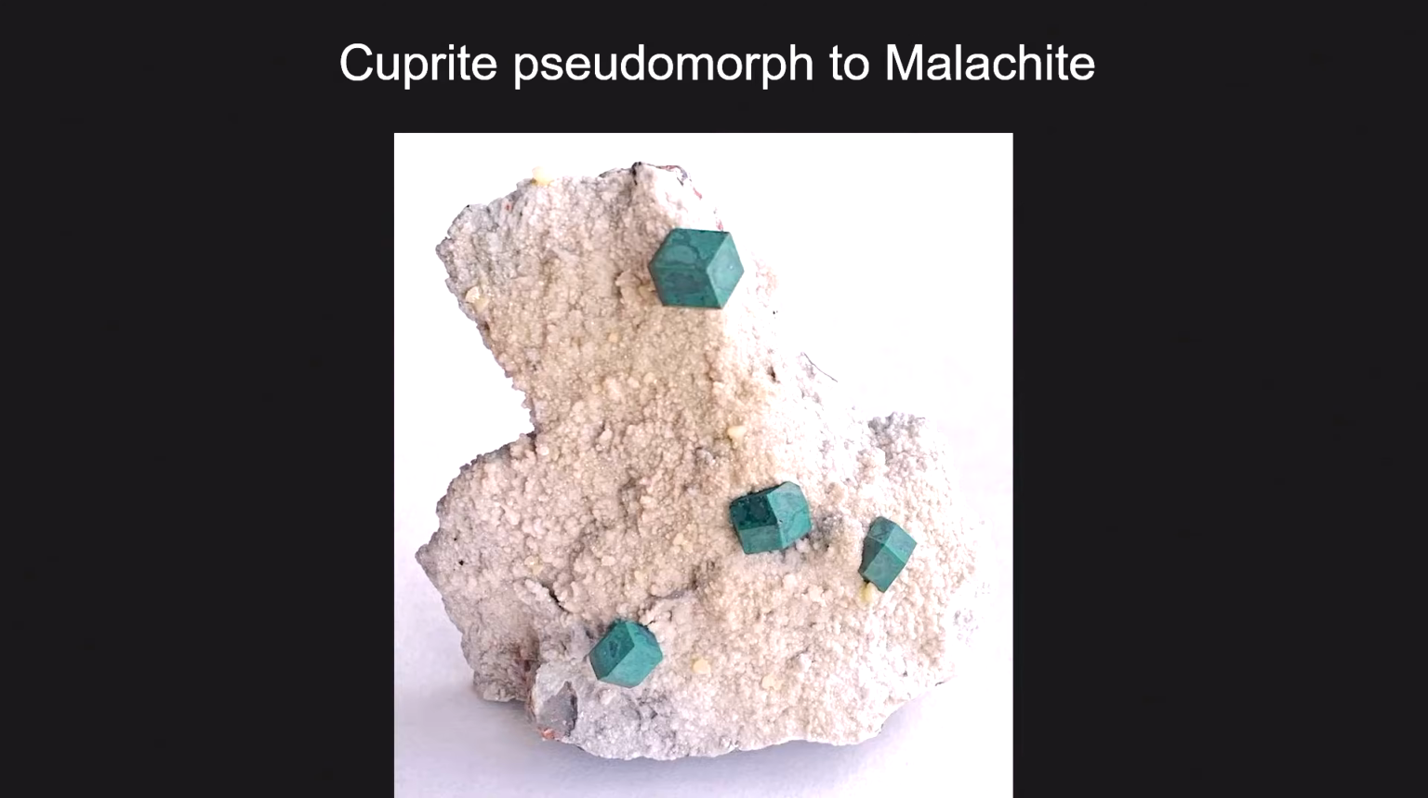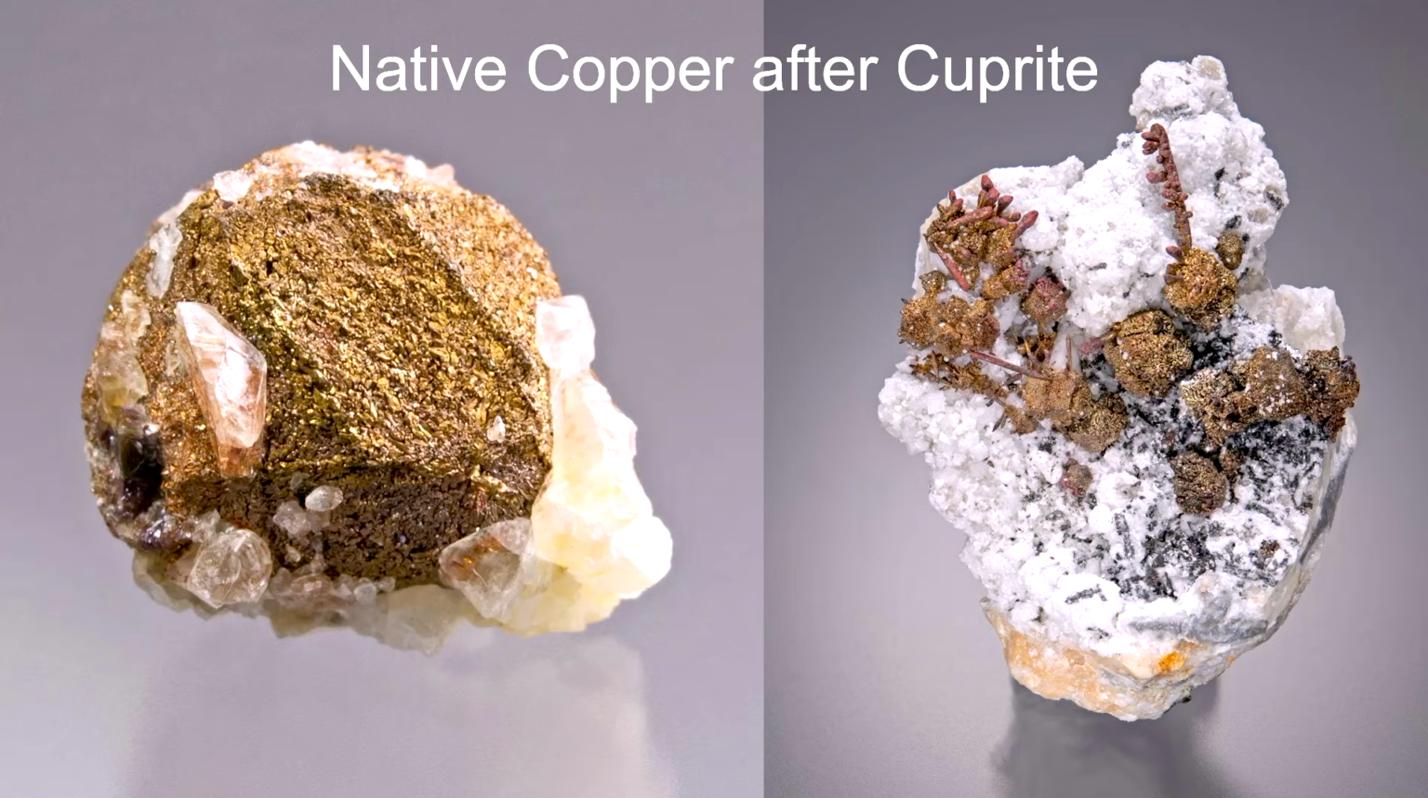Here we have an example of malachite pseudomorph, malachite after cuprite, similar to the specimens that we know well from Bongania and from Chessy. Here's something a little different. What we see here is that cuprite has been pseudomorphed to native copper.